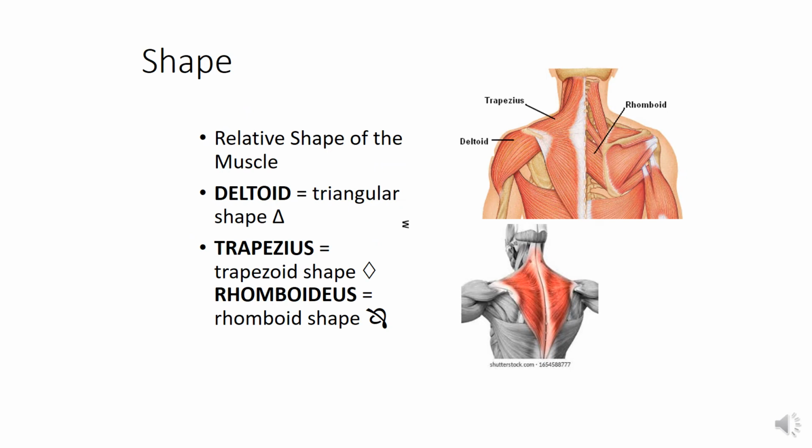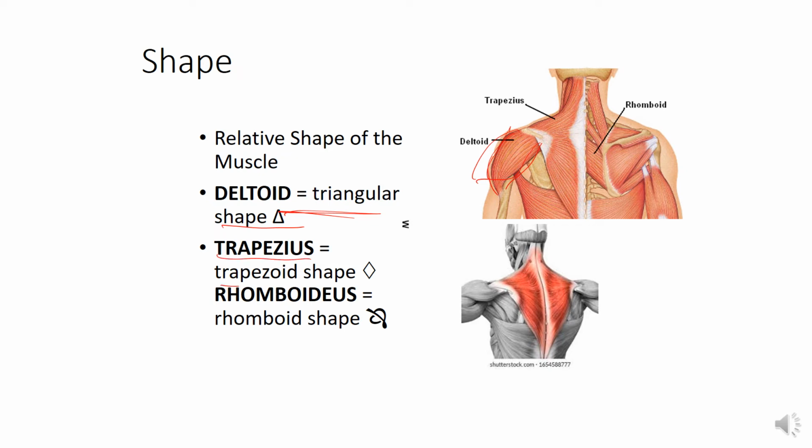So skeletal muscles are named according to the relative shape of the muscle. Deltoid means triangular, triangular in shape. You can see here, this is the deltoid muscle, and you can see here it is triangular in shape.